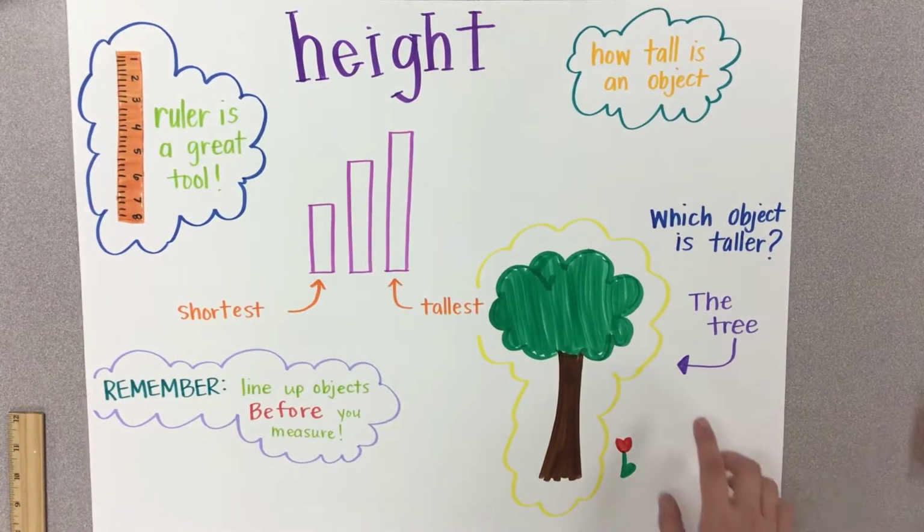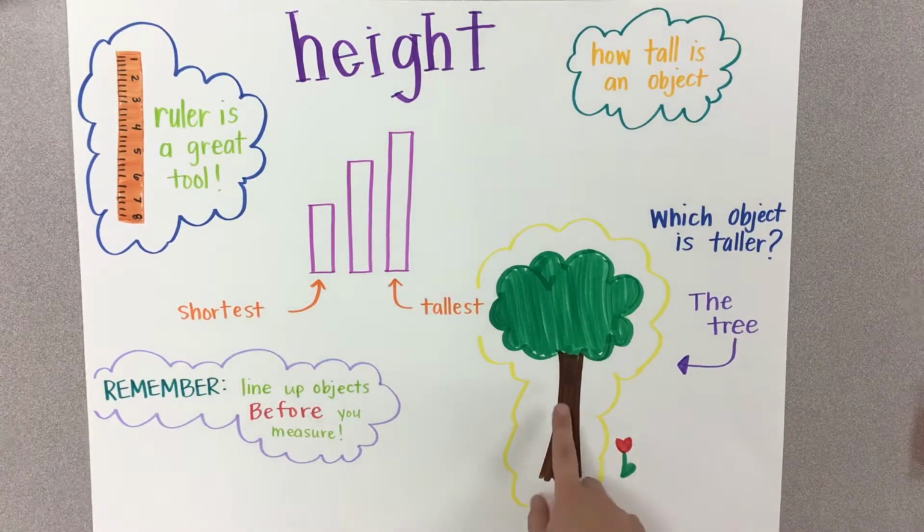Let's look at these objects right here. I have a tree and a flower. Which object is taller? The tree is way taller than the flower. Think about a real life tree and a real life flower. If you were outside looking at a real life tree, would it be taller or shorter than a flower that was growing next to it? You're right, it would be taller than the flower growing next to it.